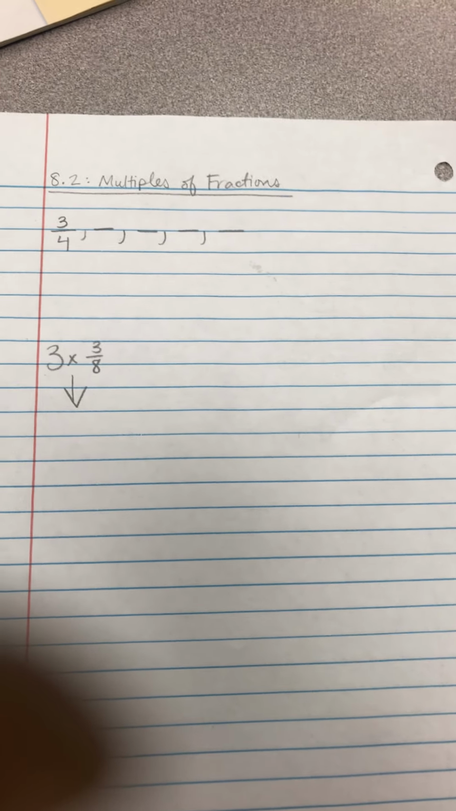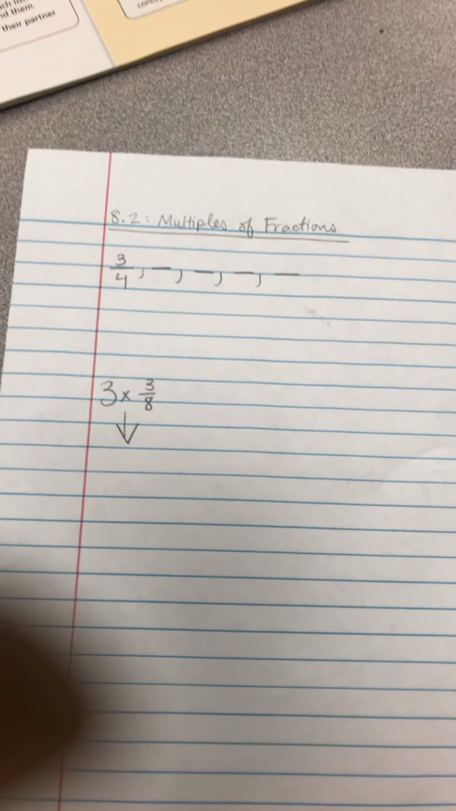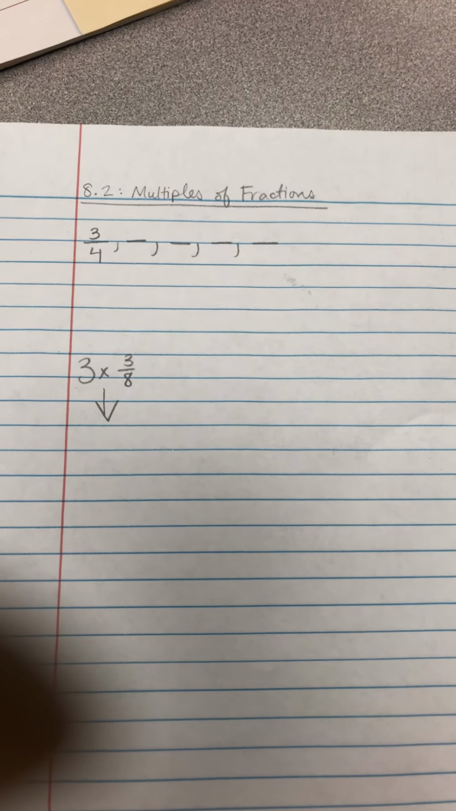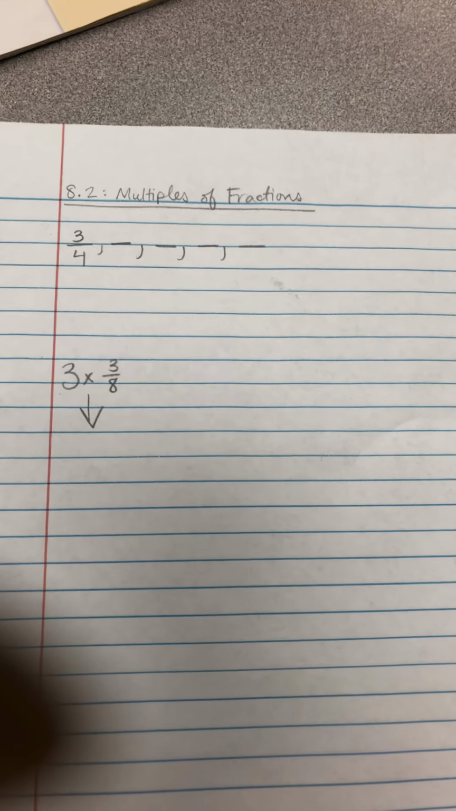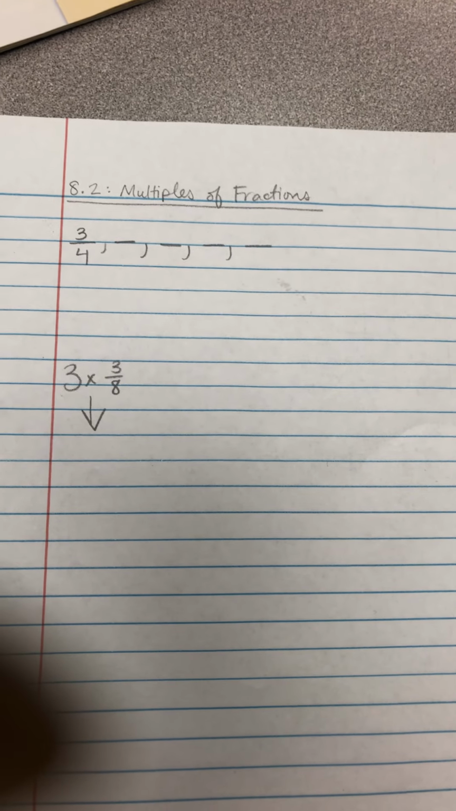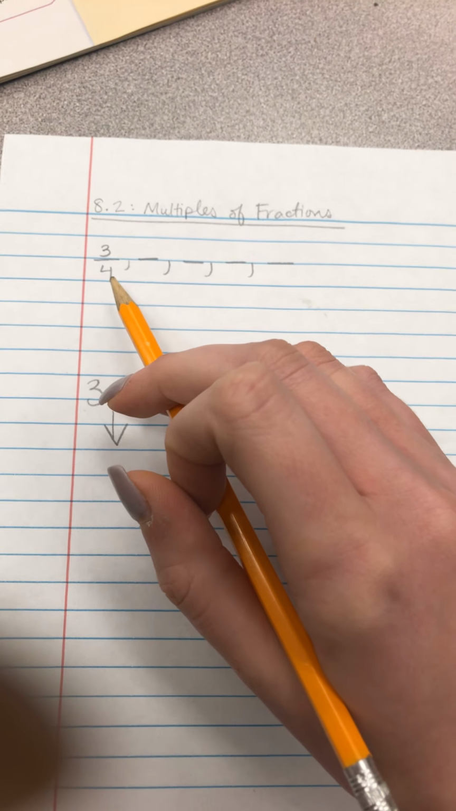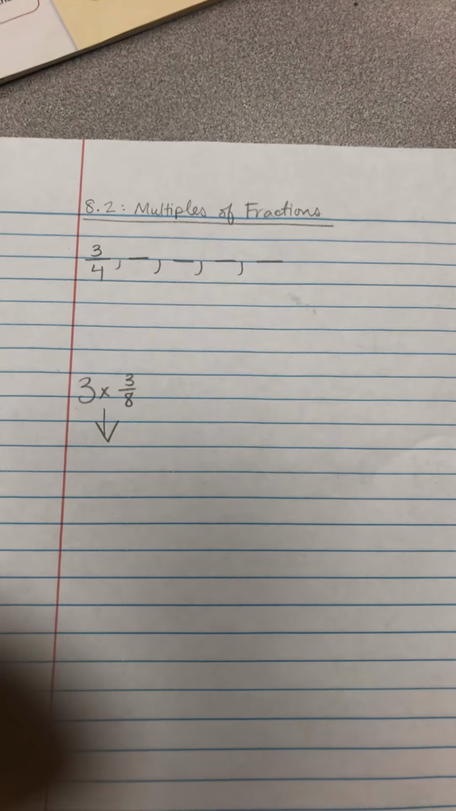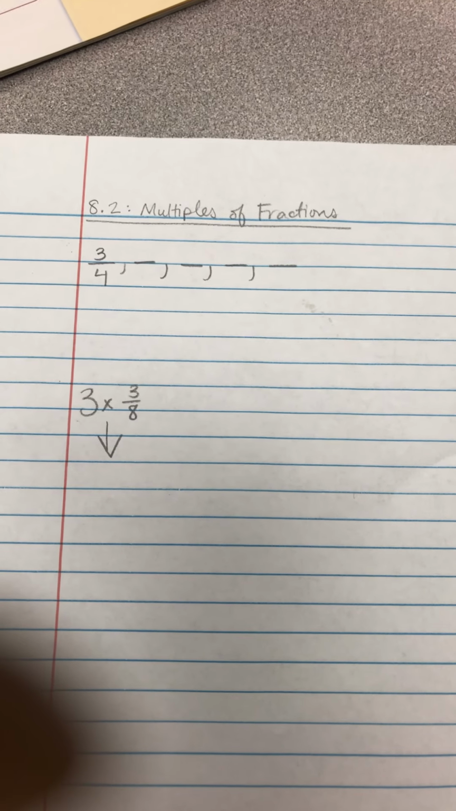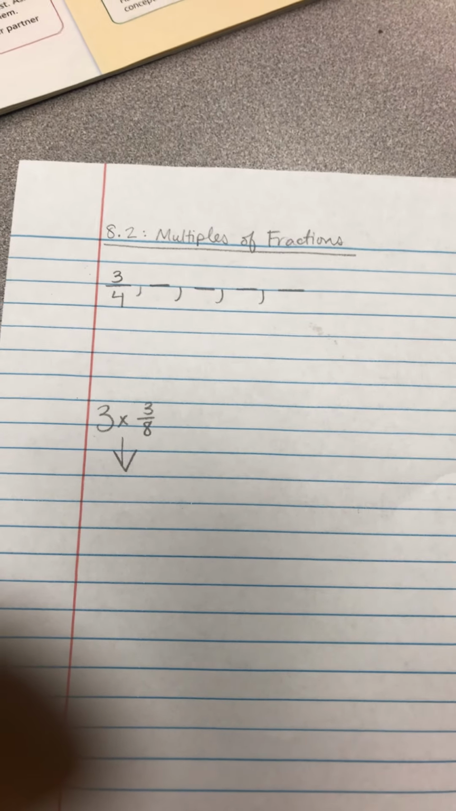8.2 is multiples of fractions. So before we were doing unit fractions, now we're just taking a step further and doing fractions. First thing we're looking at is listing the next multiples of a fraction. So when we're given something like 3/4, we want to think, okay, what are those next multiples, or we're going to skip count. So we're going to think, I'm going to add 3/4 at a time.